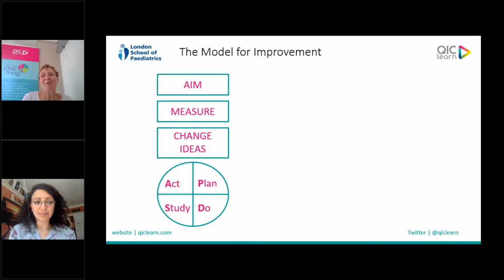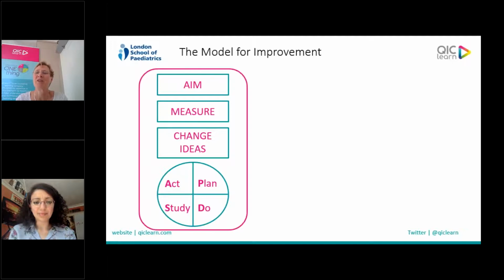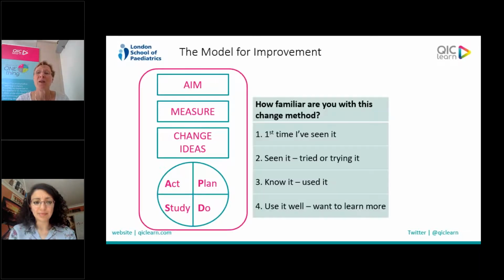Anyone want to, I do this with all my trainees, I hope you don't find it too intimidating, you can think about whether or not you know the model for improvement. We're really talking about the whole of that thing in the pink box. You can say whether it's the first time you've seen it, or you've seen it and tried it, or are trying it, know it and use it, or use it well and want to learn more. If you're honest with yourself, that will give you a really good sense of where you are with this particular science.